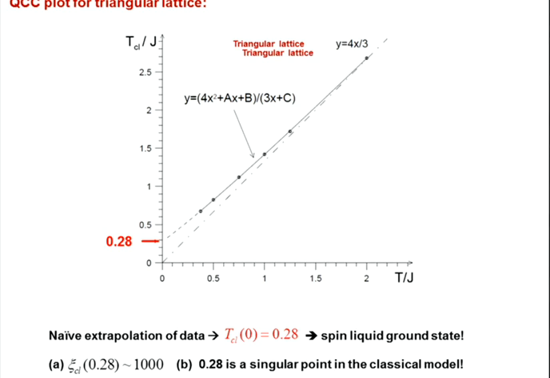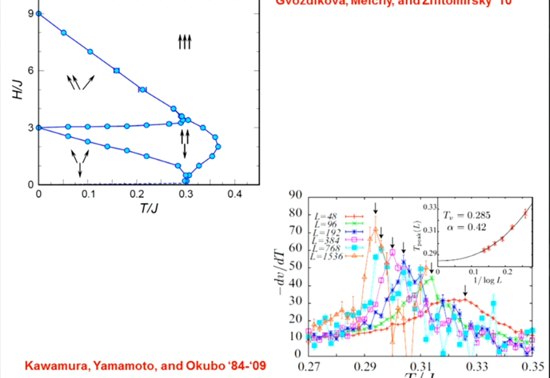Why do we think there is still some intrigue? Because 0.28 is not a random number for the classical system. We just extrapolate naively, but we ended up with this number. But what's known about this number from classical simulations? Kawamura has been predicting this for ages, counting 30 years. And more recently, there were several simulations.